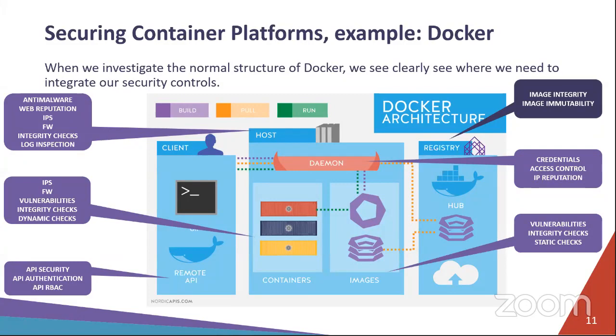When I have the registry, I need to make sure that the images are what they say they are, and I retain the immutability of the images, so the images don't change. Also, I need to control the credential access to the Docker architecture. I need to make sure that only certain IP addresses and certain hosts can access this particular host. And I need to check the images for vulnerabilities. That is at rest, because they are sitting there. I need to make sure that they have no vulnerabilities, that they are not being tampered with, and they are not being modified.